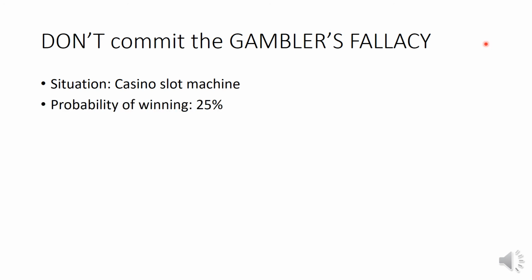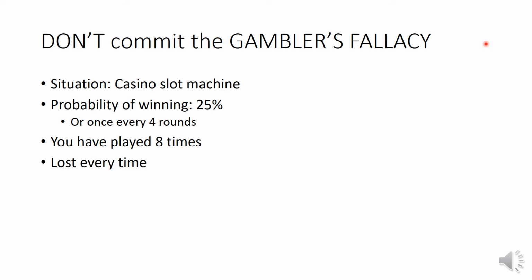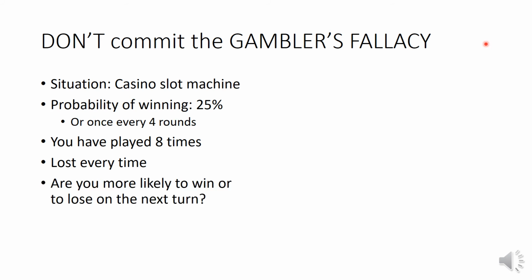The probability of winning at that slot machine is 25%. All right, so you'll win on average once every 4 times. You have played 8 times so far. You have lost every single time. So here's the question. You've lost 8 times in a row. On the next turn, are you more likely to win or to lose? So go ahead and pause, think about it. Once you've thought about it, come back and we'll continue.